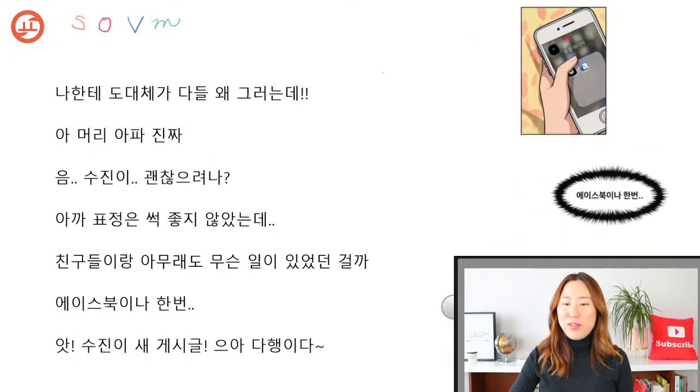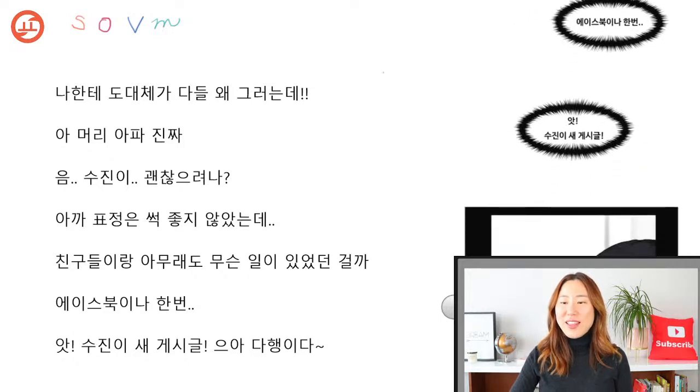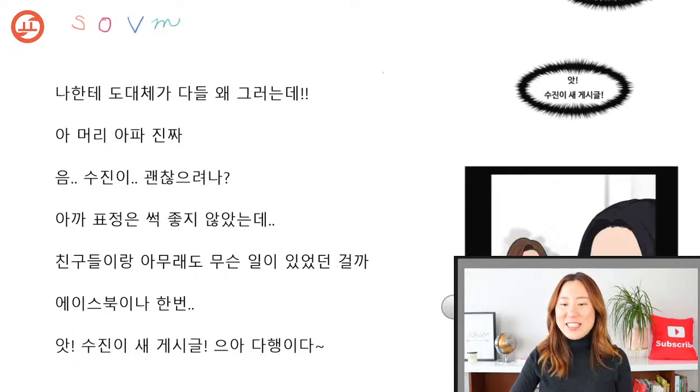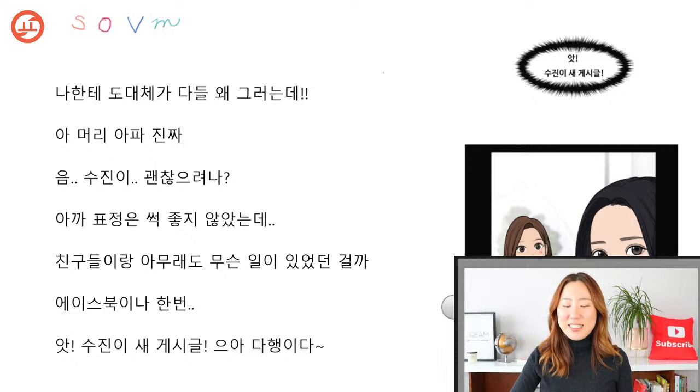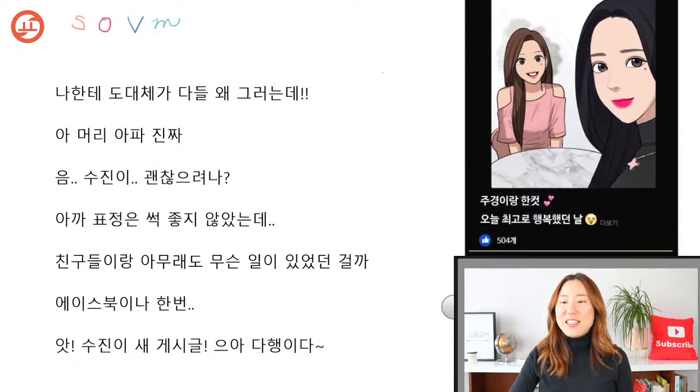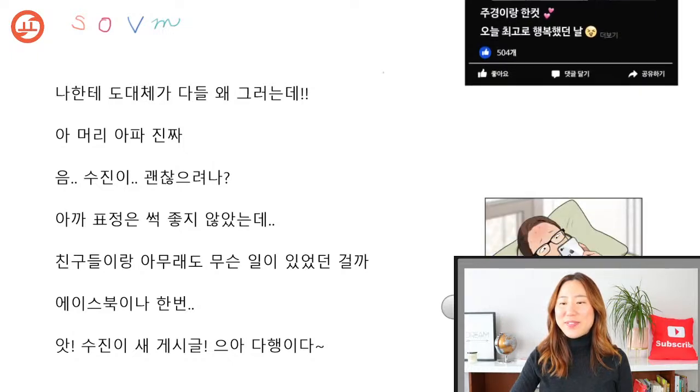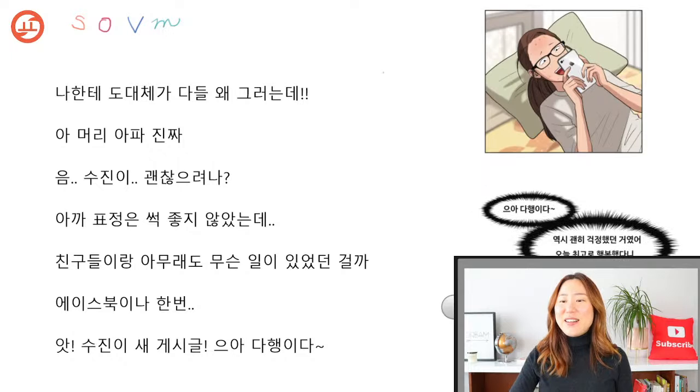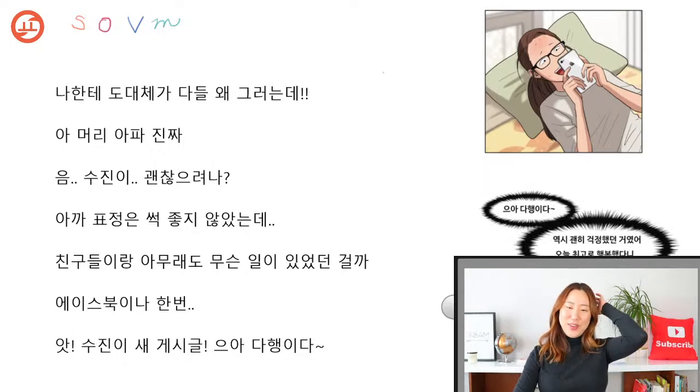페이스북이나 한번. 아, 수진이 게시글. 새 게시글. 주경이랑 한 것. 오늘 최고로 행복했던 날. 와, 다행이다. 에이?